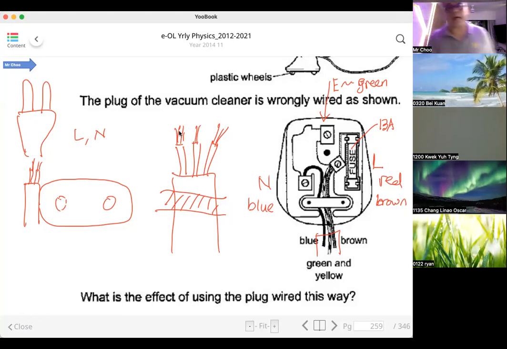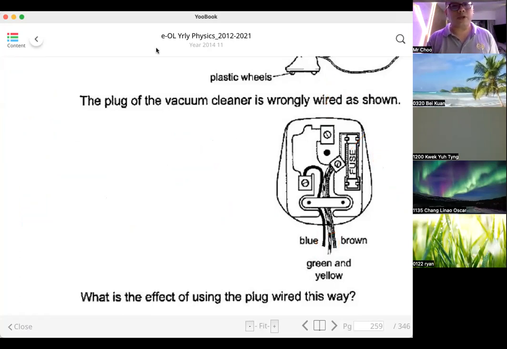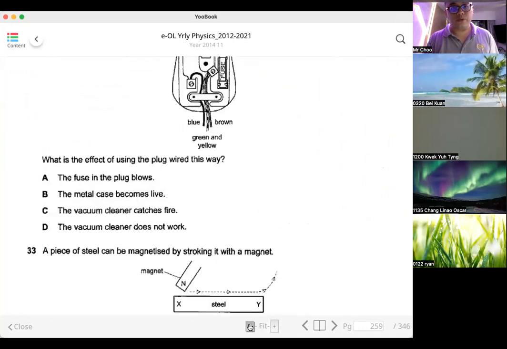Understand? Okay, now after I explain all this, did you all actually practice this before in school? Have you seen this in school before?